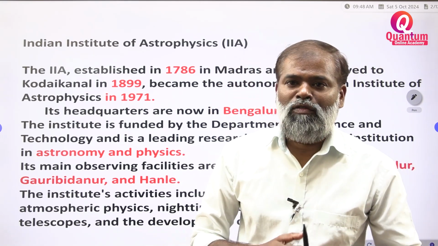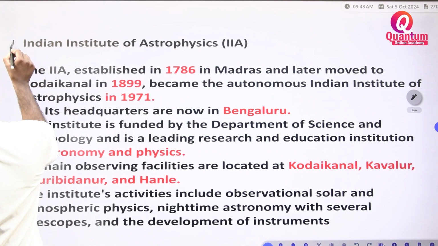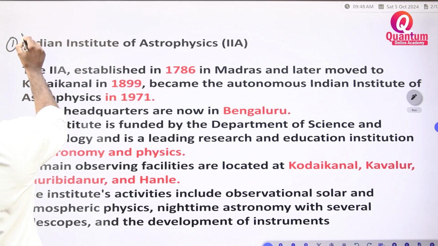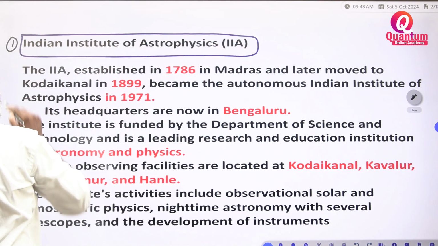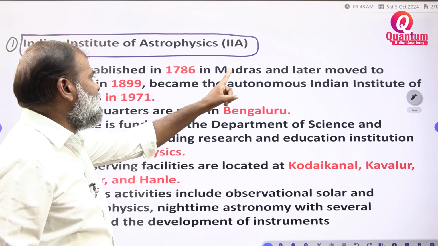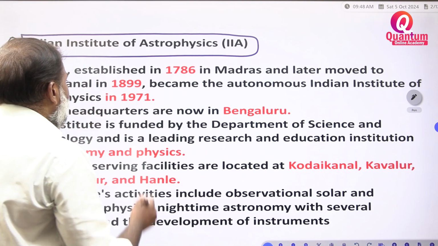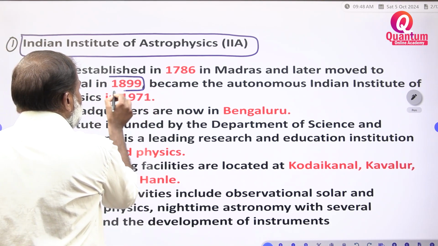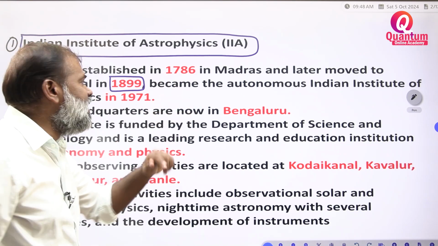Right now you have to see here: to take this action, three institutes are involved. Number one is the Indian Institute of Astrophysics. Which institute is it? The Indian Institute of Astrophysics, IIA. It was established in 1786 in Madras. Later it moved to Kodaikanal in 1899.